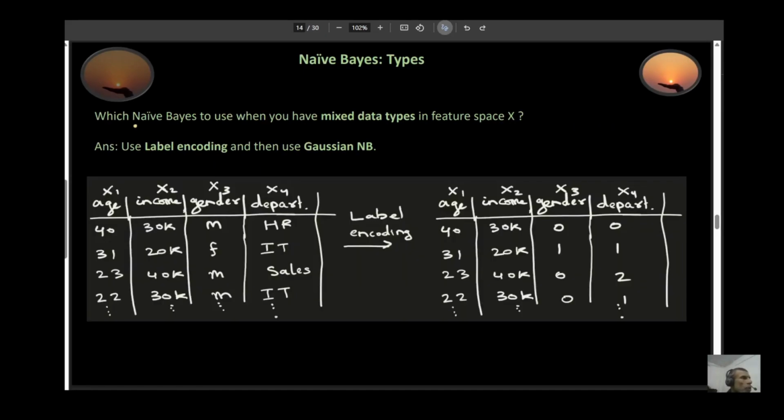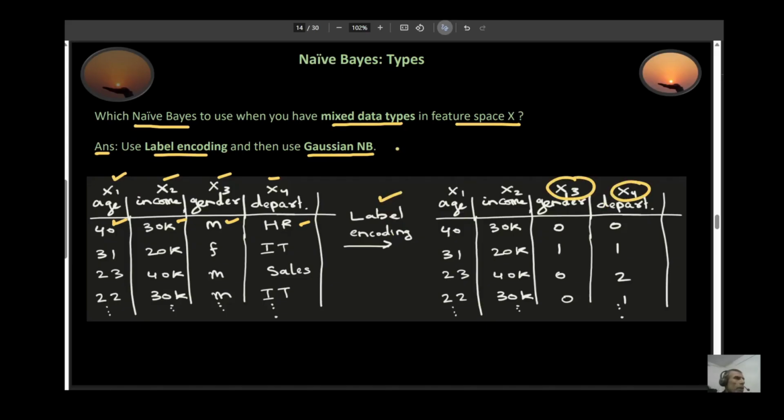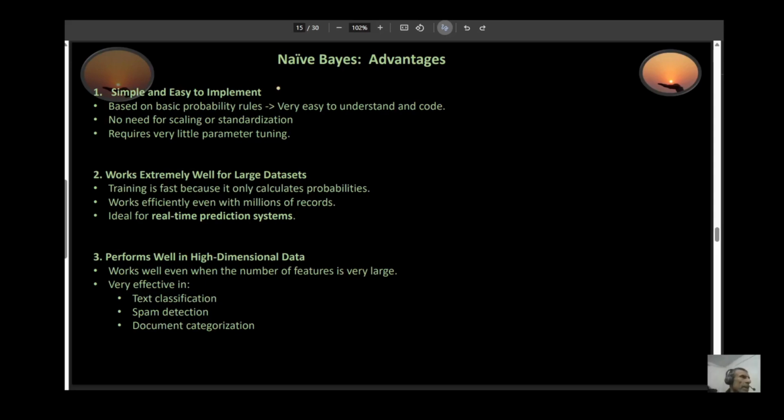A question: which naive Bayes classifier should you use if you have mixed data types in a feature space X? Well, the answer is this. First, you do label encoding and then you use Gaussian naive Bayes. Suppose these are your features X1, X2, X3: age, income, gender, and department. In this case, you can see that age and income are continuous, while gender and department are categorical. So first you do label encoding for each of these values. Your gender gets label encoded and your department gets label encoded. And after that, you employ Gaussian naive Bayes.